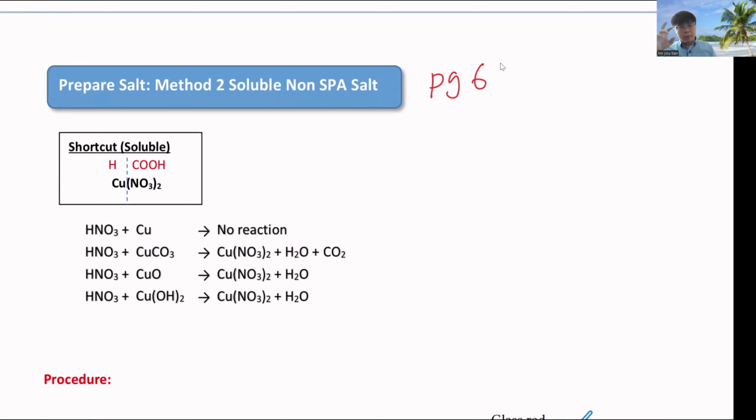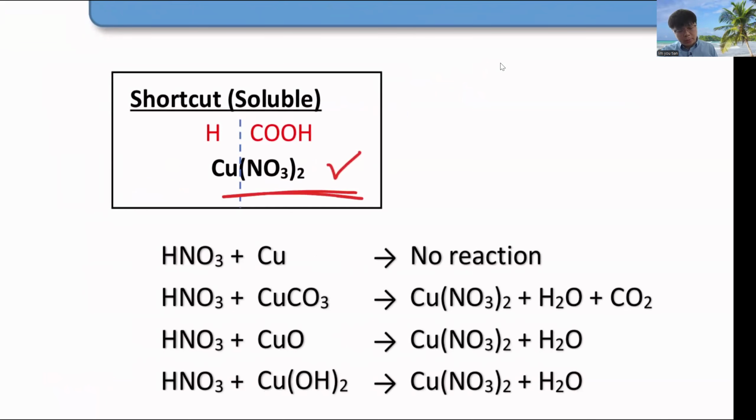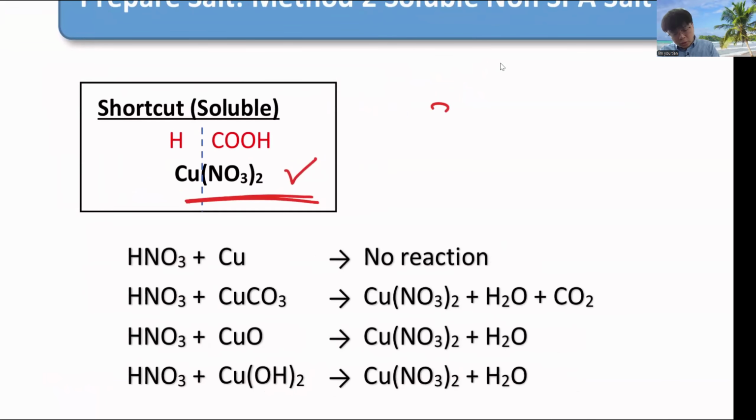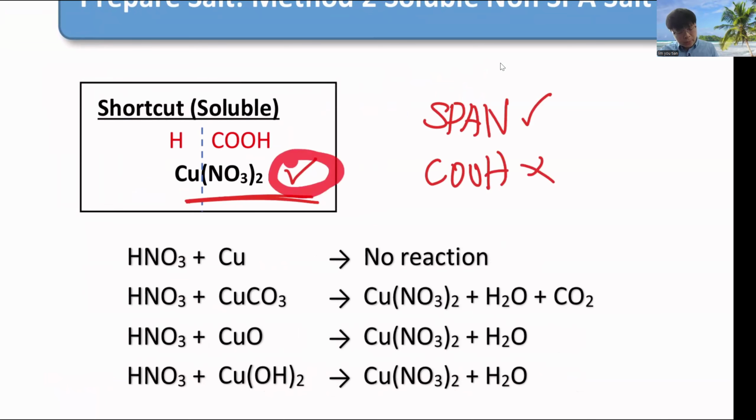Which is this. Prepare a soluble salt. Now the idea is very simple. If you want to prepare insoluble salt, we use soluble, because soluble and insoluble can be separated using the filter. Same thing, now if I want to prepare a soluble salt, I have to use insoluble. Soluble is SPEN. Insoluble is COH. So since this is a soluble salt, we use insoluble to prepare it. So the insoluble is COH.